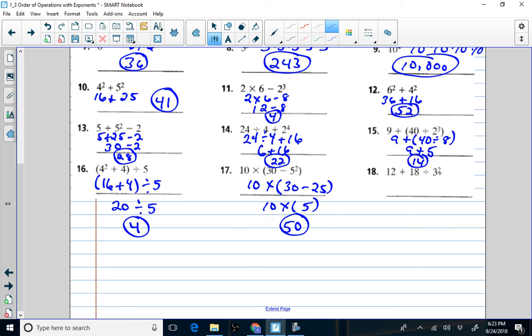Example 18. I have to do the 3 squared first, and I have to do the exponent before I can do the division. So this is going to be 12 plus 18, I recopy, divided by 3 squared is 9. I have to do the division before I do addition. So 12 plus 18 divided by 9 is 2. 12 plus 2 is going to be 14.